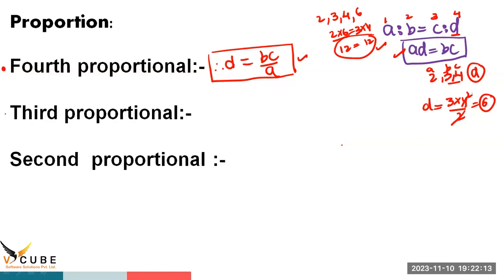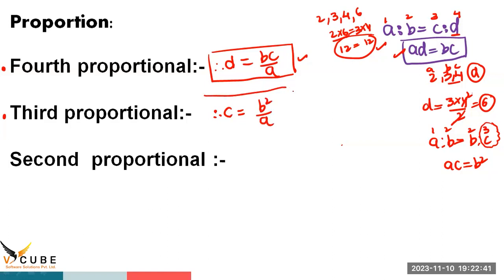Coming to the next point, third proportion. A is to B is equal to B is to C, the 1st, 2nd, 2nd, 3rd terms. Finding the third proportion means finding the C value. So AC is equal to B into B, B square. So C is equal to B square by A.